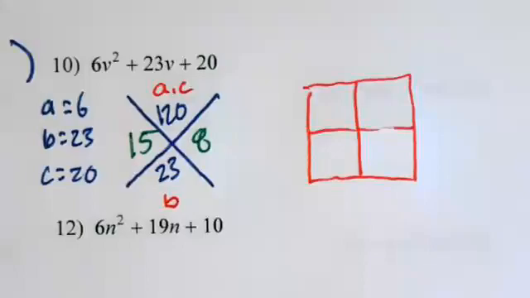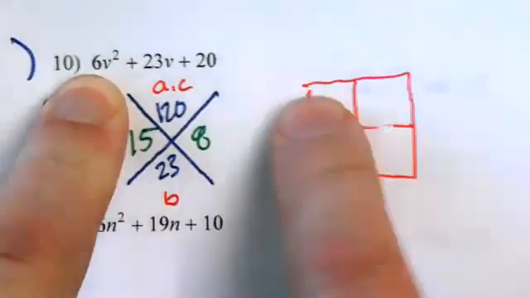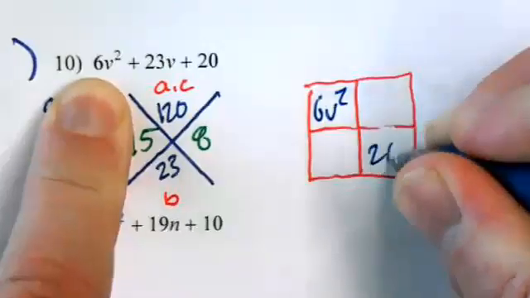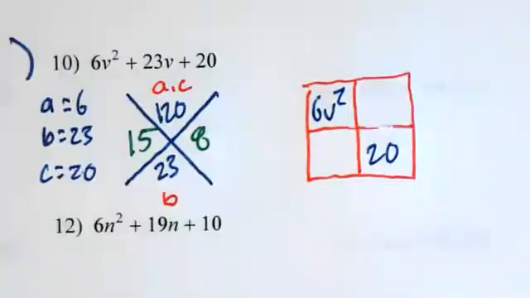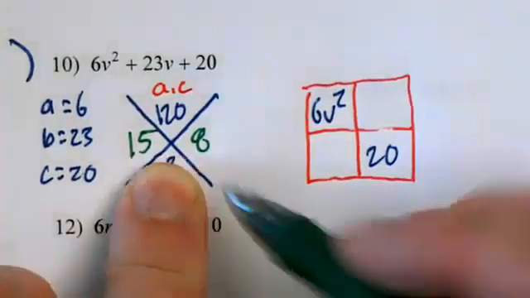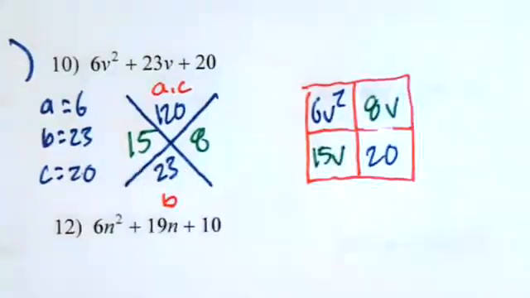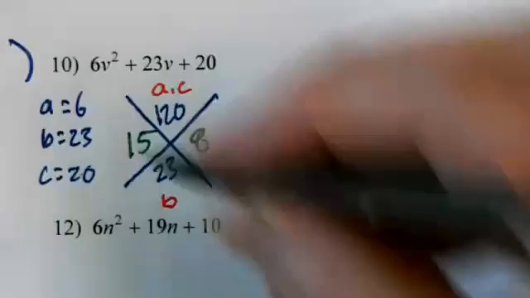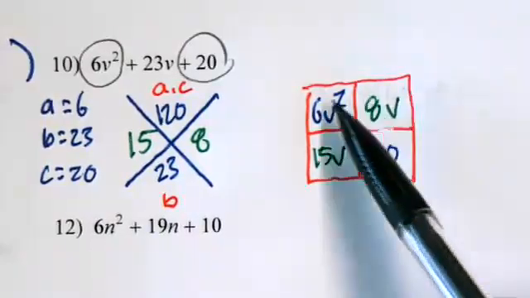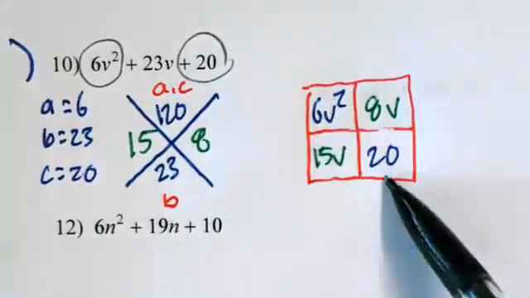So all right, let's fill the box out here. These first and last, remember those go in these two corners. So 6v squared and 20. And then our diamond problem answers with the variable go in the other two corners. So 15v and 8v. These two corners can be flipped. You don't want to flip these two corners, although you can get a correct answer if you flip these two corners.